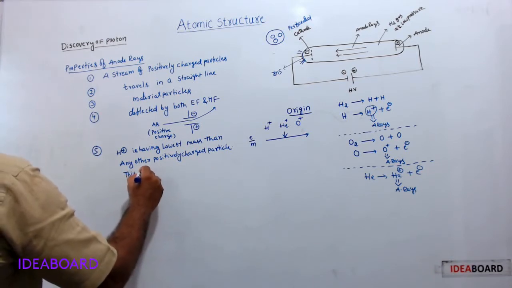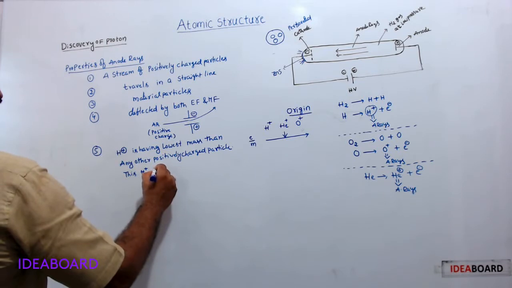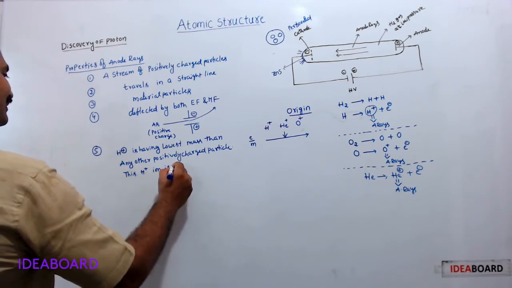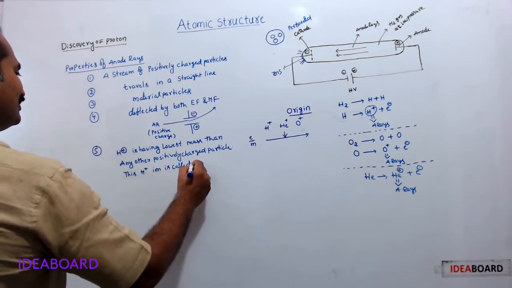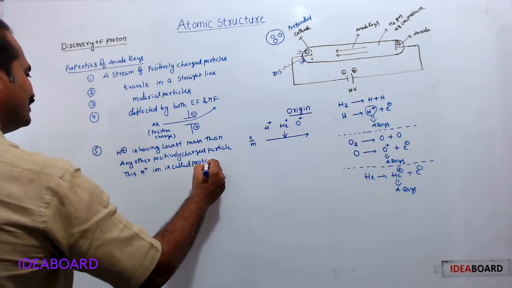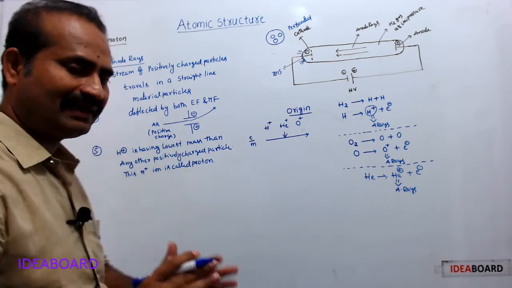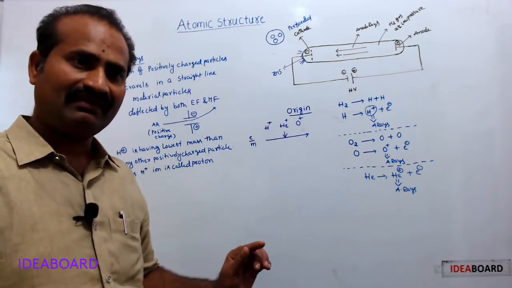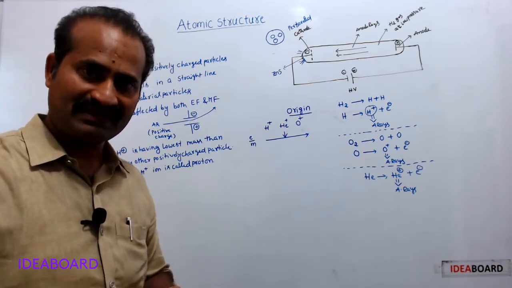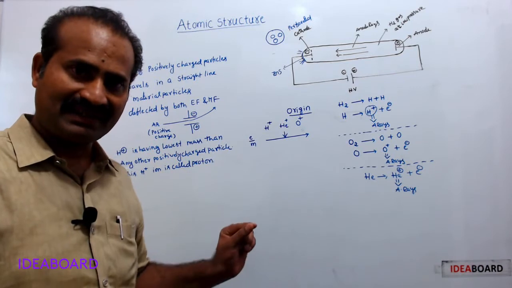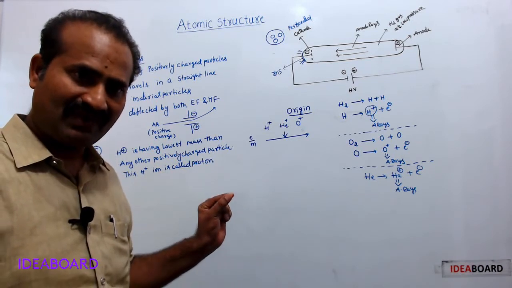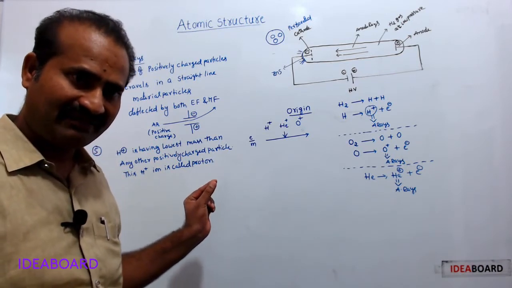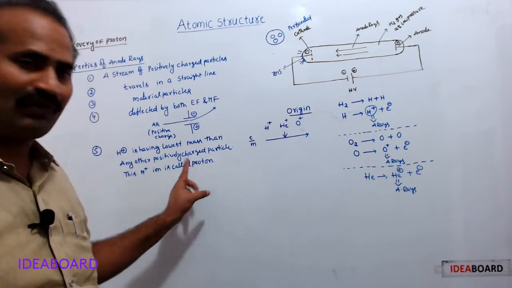This H plus ion is called proton. H plus ion carries lowest mass than any other positive ion. Such ion with lowest mass is known as proton.